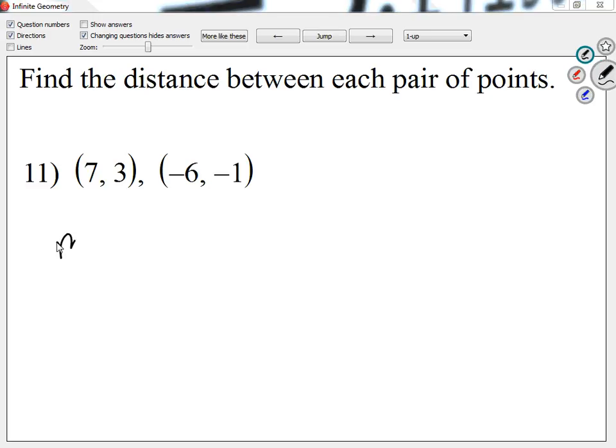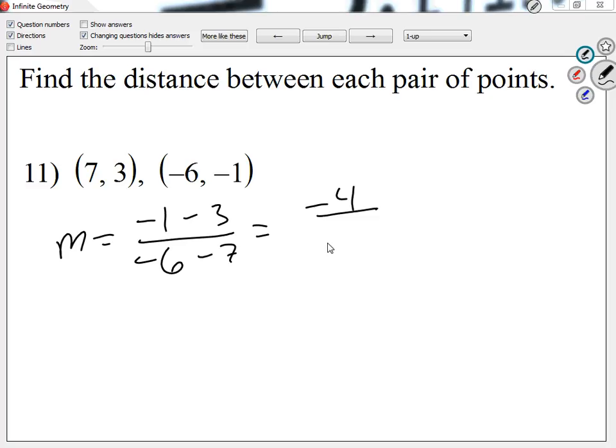So let me act as if I'm going to get the slope. And in this case it would be negative 1 minus 3 over negative 6 minus 7. Remember that from algebra 1? Right, y2 minus y1 over x2 minus x1. Alright, and when I simplify this, I get negative 4 over negative 13. Right? So this is as if I was getting the slope.